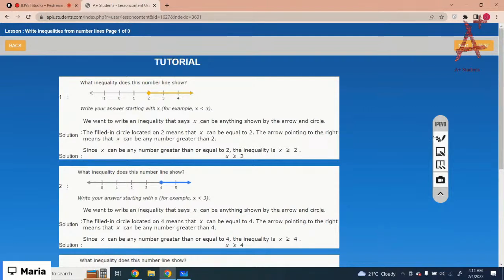Let's look at the second example. What inequality does the number line show? Okay, you have a filled in circle at 4. That means 4 is included in the graph. That means x can be equal to 4. And the graph is pointing on the right hand side, so that means all the values are greater than 4. So it would be x is greater than or equal to 4. Got it?